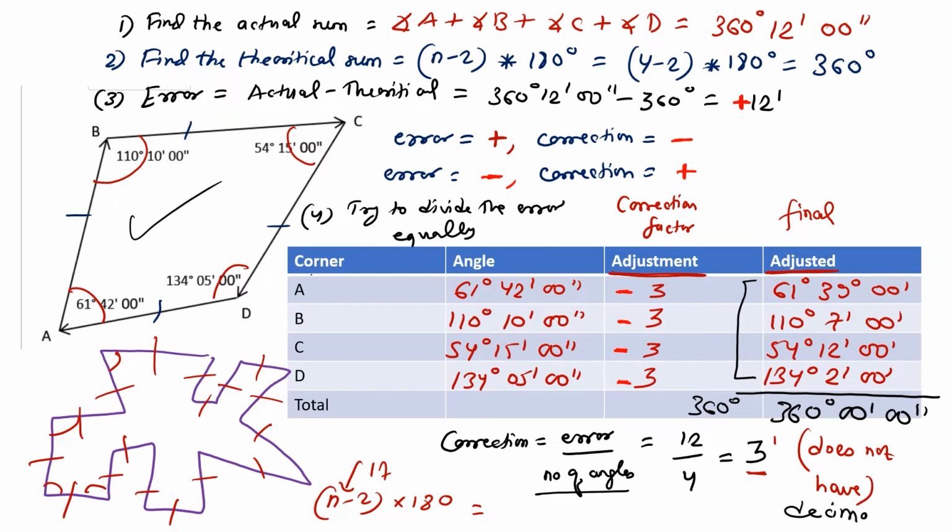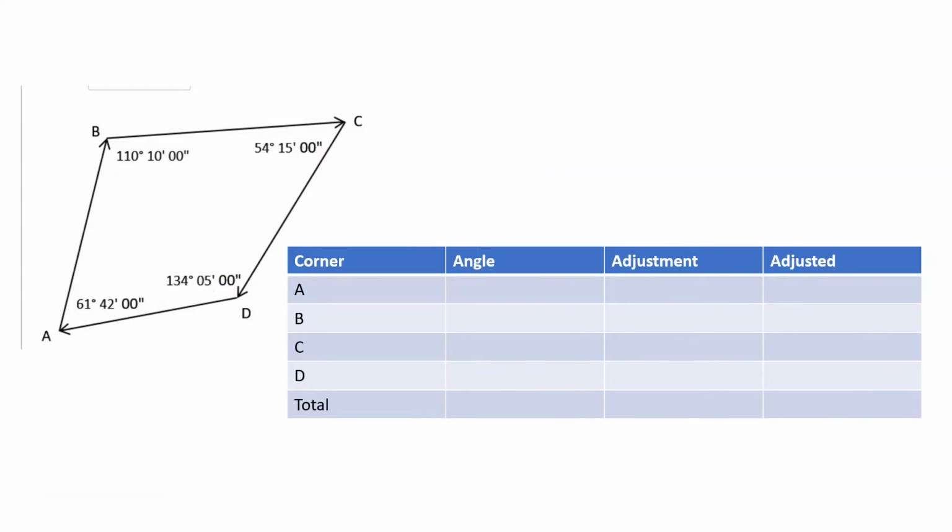Okay, so let's see another case, when you get some decimals in your correction factor. Let us see the second scenario, case number 2, when your error has a decimal.